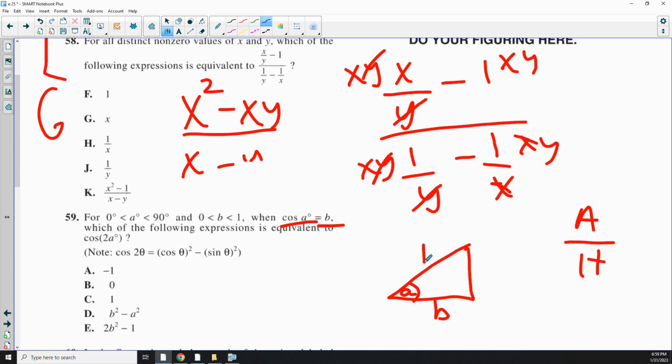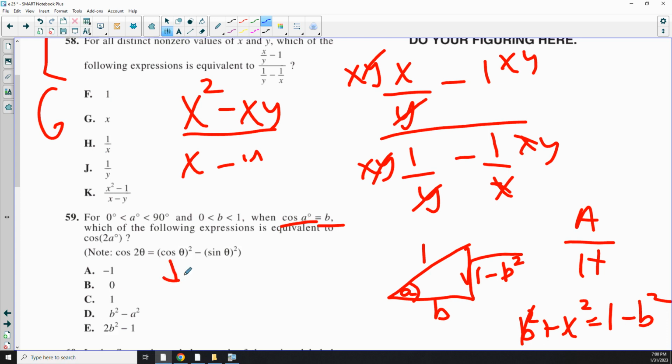Now Pythagorean theorem, this side b squared plus x squared is 1. So x squared is 1 minus b squared. So this is the square root of 1 minus b squared. So we just have to plug that into the formula, y'all.